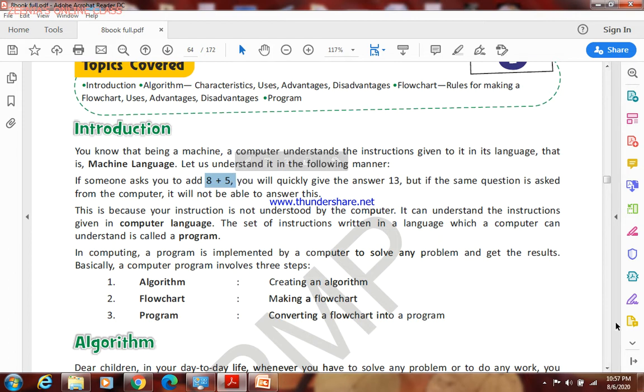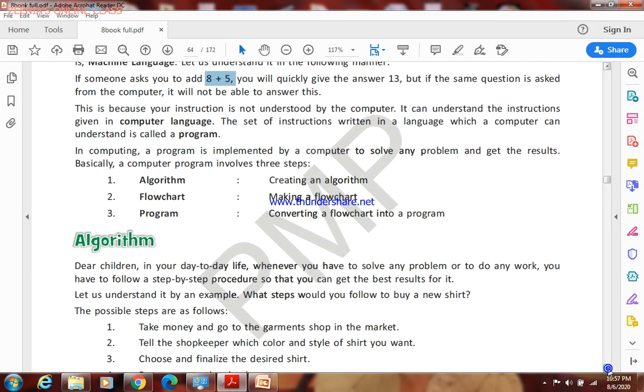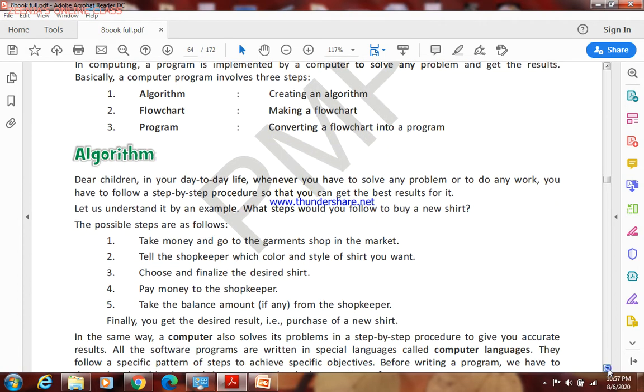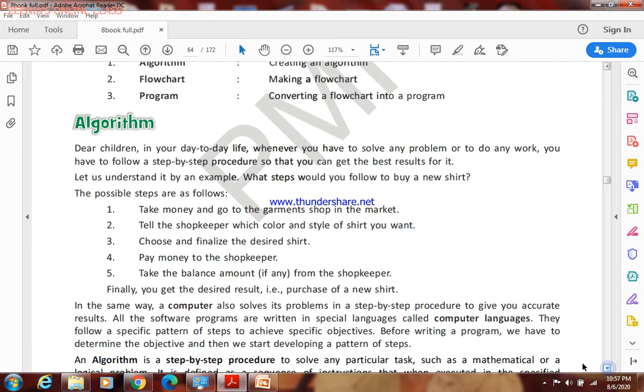So every task in the computer is divided into these 3 parts: algorithm, flowchart and program. So it is explaining you the book. After watching this video, you will go through this chapter thoroughly. It is very easy language which is written in your book, and it is explaining you examples of day-to-day life. See, it is giving you an example.